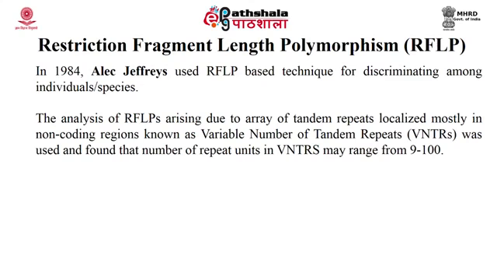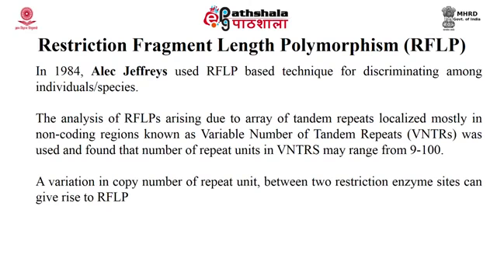The analysis of the RFLP arising due to arrays of tandem repeats, localized mostly in the non-coding region and known as variable number of tandem repeats or VNTR, was used, and it was found that the number of repeat units in VNTR may range from 9 to 100. The variation in copy number of repeat units between two restriction enzyme sites can give rise to RFLP.